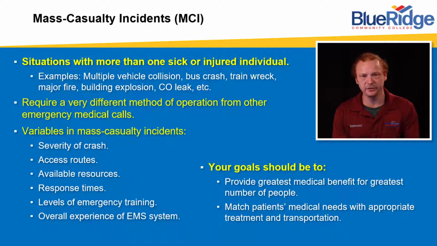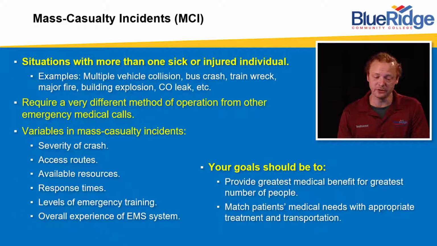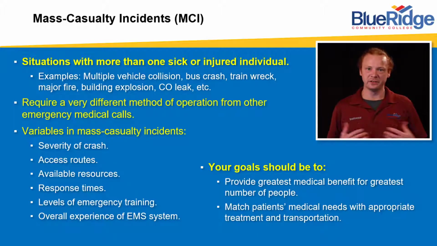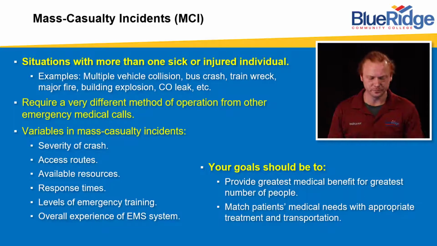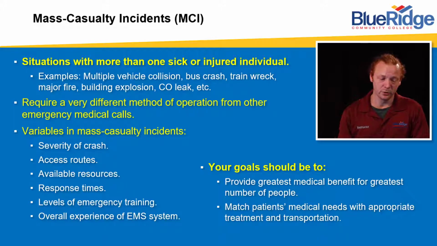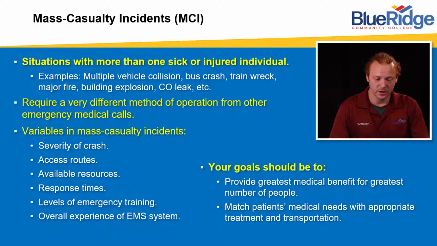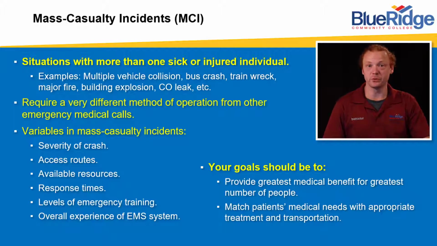Mass casualty incidents, or multiple casualty incidents, also known as multi-casualty incidents, are situations involving more than one sick or injured individual, or anything that exceeds your available resources. These situations may range from a series of automobile accidents to a building explosion or even a toxic gas. You must first be able to recognize the situation as a mass casualty incident. These incidents require a very different method of operation from other emergency medical calls.